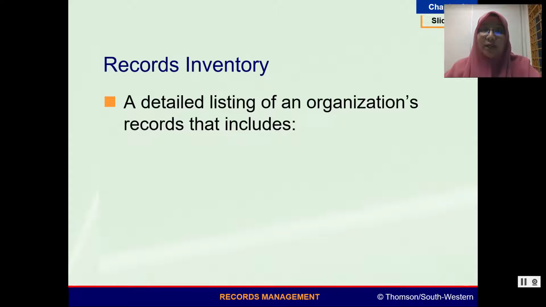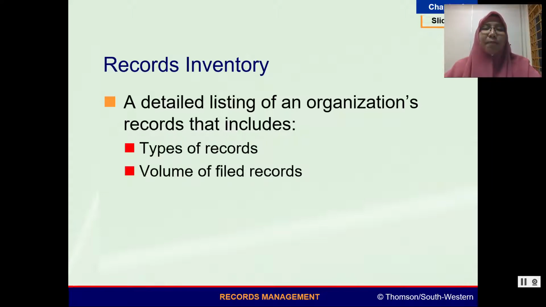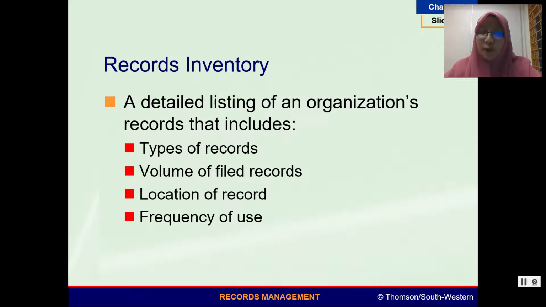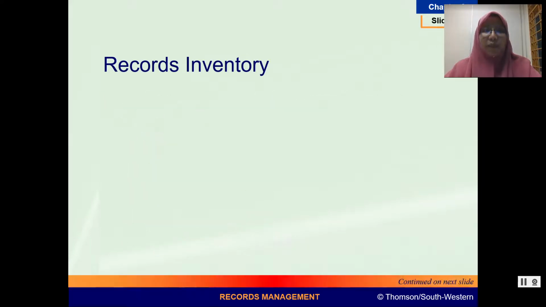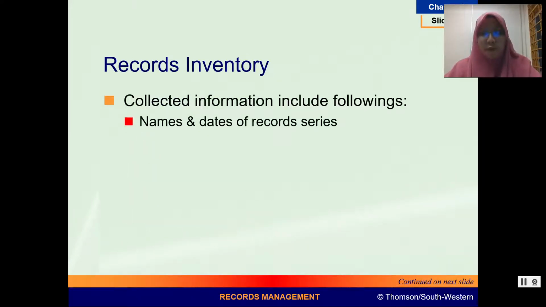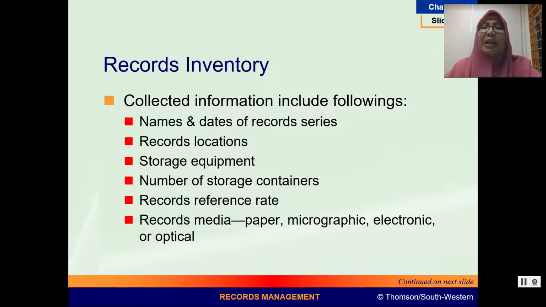So a records inventory is actually a detailed listing of an organization's records that includes type of records, volume of file records, location of records, and frequency of use. Frequency of use, we can relate to the active, inactive, and also the long-term record. Okay, and then the classification system. So that is another piece of information for the records inventory.